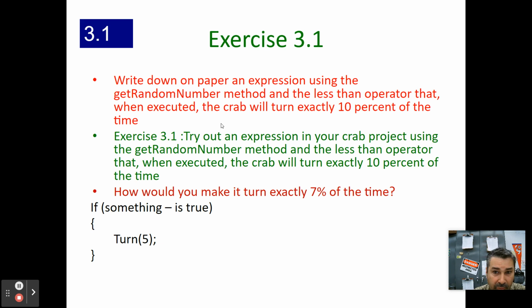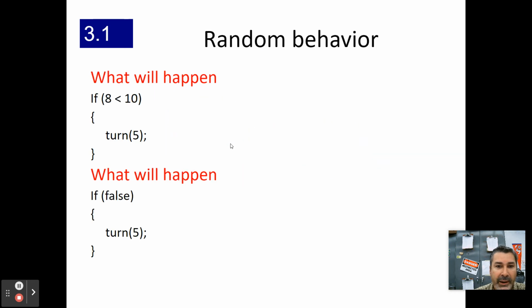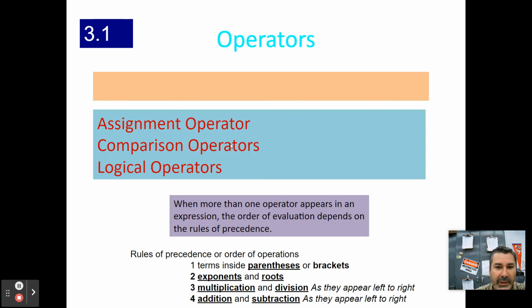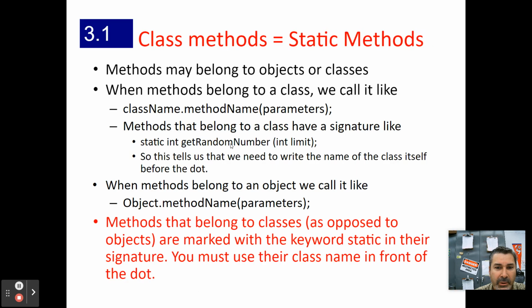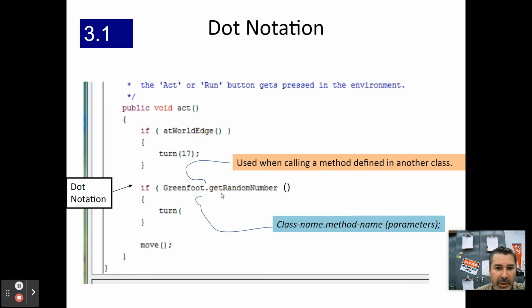All right. Now, here's the trick. So we're going to use all that, and we're going to kind of jump back and take a look at, I gave you part of the answer way back here. Okay, so if greenfoot.getRandomNumber, boom. So we need to fill this.